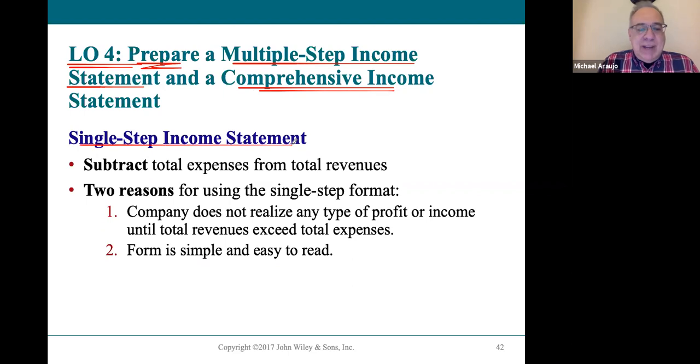So what you have really kind of been exposed to so far is simply a single step income statement. The total revenues are listed, total expenses are listed, and boom, there's a subtraction. Okay. And so this form is extremely simple. It's very, very easy to read, but it's not really giving you a full picture of everything that the multi-step income statement will show you.